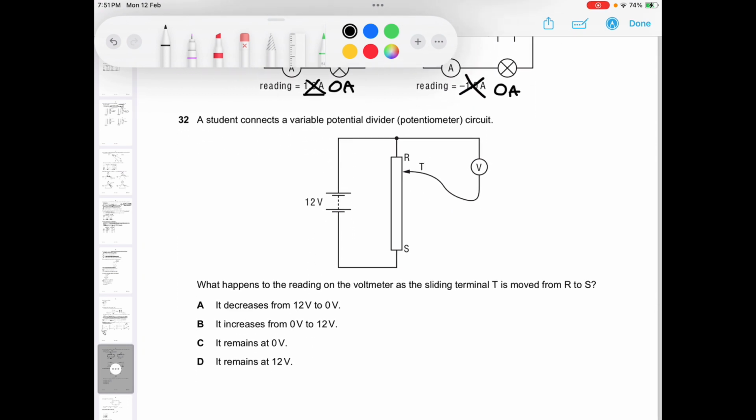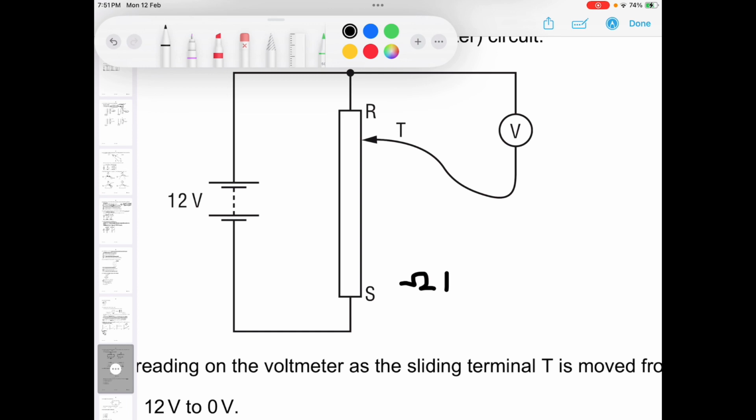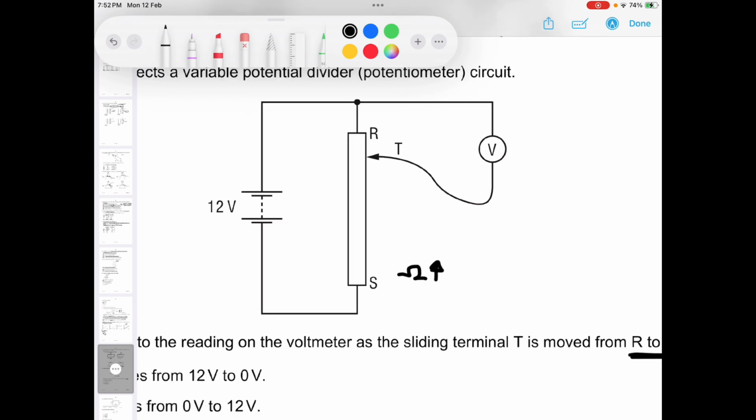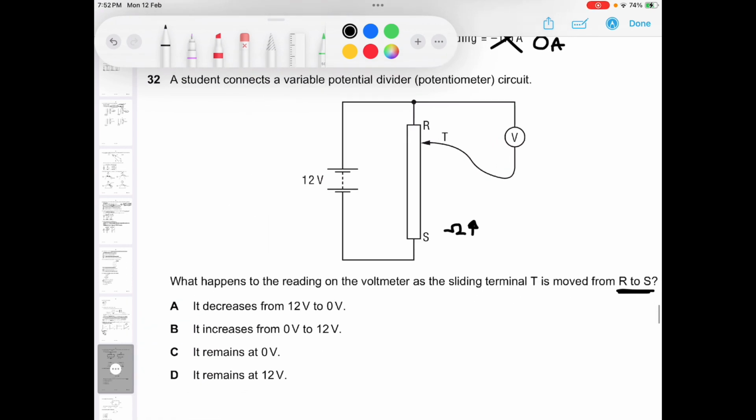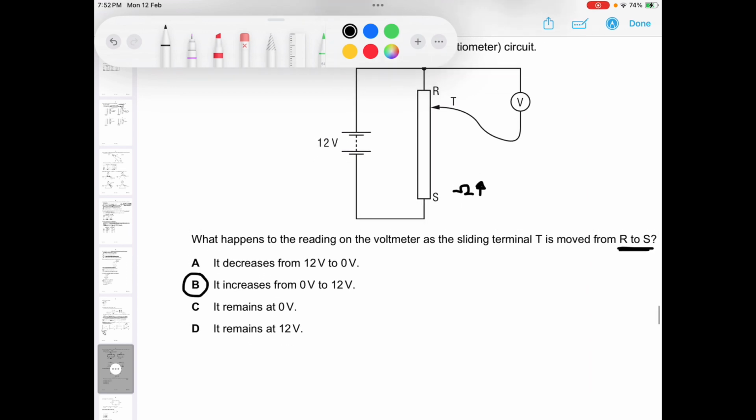A student connects a variable potential divider in a circuit. What happens to the reading of the voltmeter as the sliding terminal T is moved from R to S? As it moves from R to S, the resistance increases. In parallel, when the resistance increases, the voltage increases. If you want your lamp to glow more brightly, you connect it in parallel to a resistor with really high resistance. It increases. B.